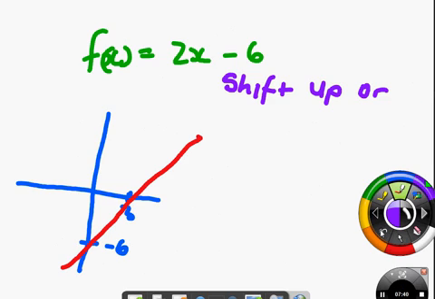I'm just going to write down somewhere. Let's just start with shift up. So if I want the graph to shift up, I am simply going to take my function and I am going to add.